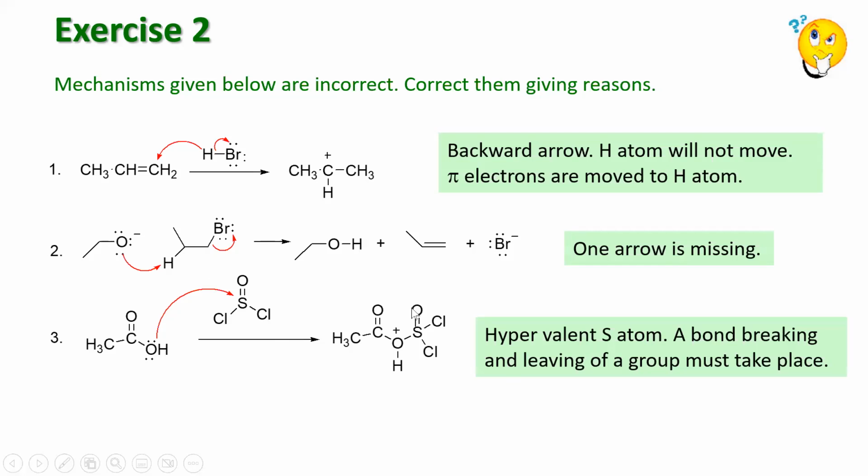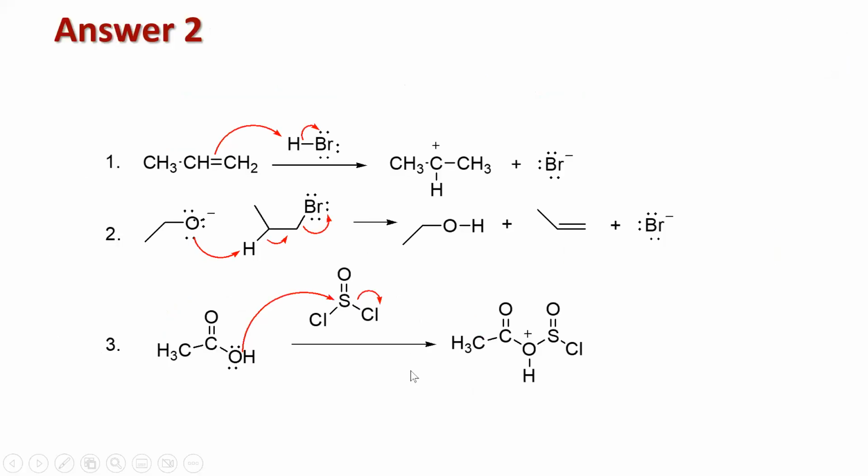Third one, as I have explained earlier, this sulfur atom is hypervalent now. 1, 2, 3, 4, 5 bonds are there, right? So bond breaking and leaving of a group must take place. I have corrected them like this. You can see one electron movement starts from here like this, and you get this stable Br minus. And as I have explained, now ignore the extra electrons here.